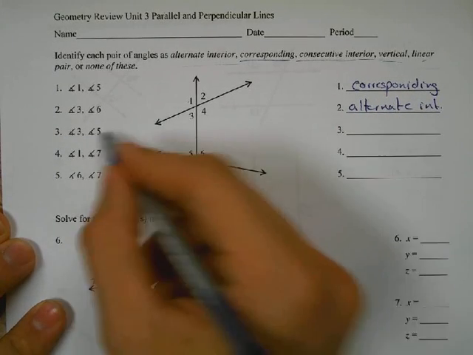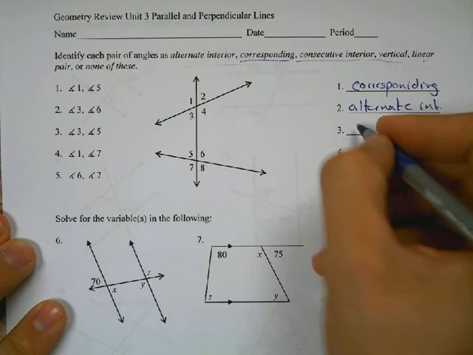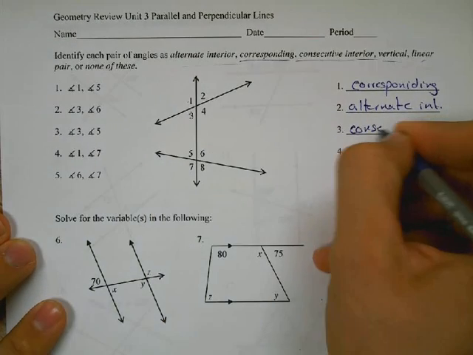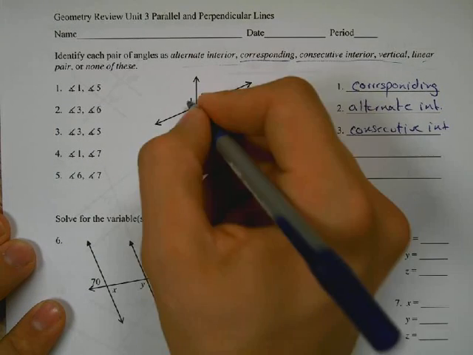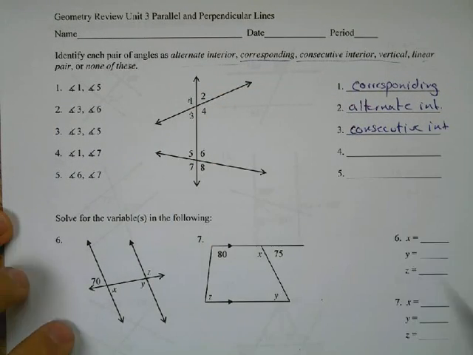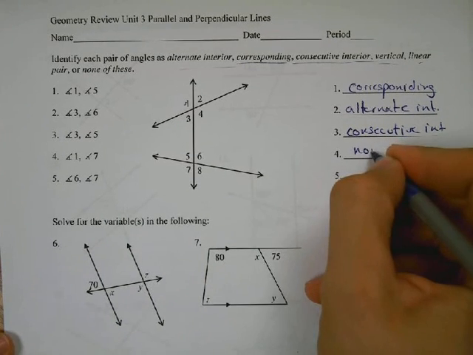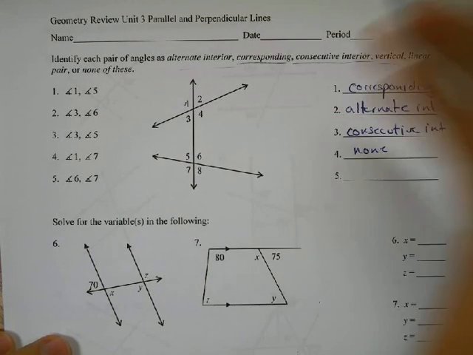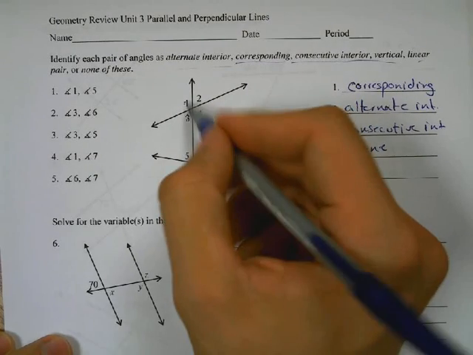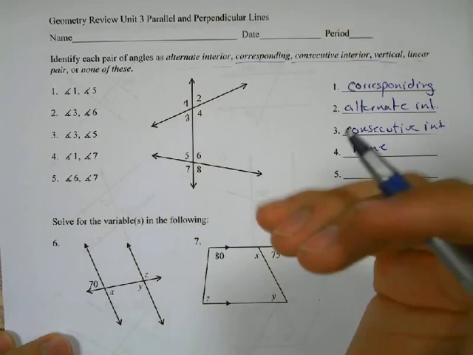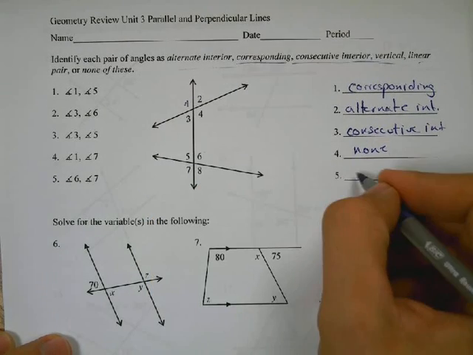Looking at 3 and 5. 3 and 5, same side. These are going to be consecutive interiors. 1 and 7. These aren't going to be anything. They're going to be none. And the reason, you might have heard of something like alternate exterior angles, but that would be ones like 1 and 8. 1 and 7 are on the same side, they're on the outside, so there's nothing that goes with that. And then 6 and 7 are going to give us those vertical angles.